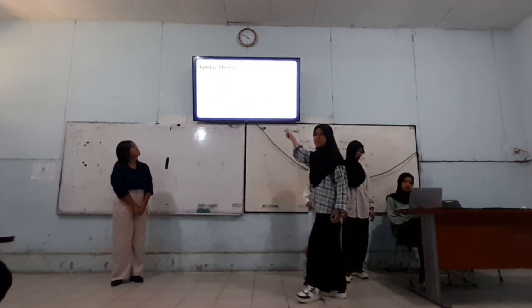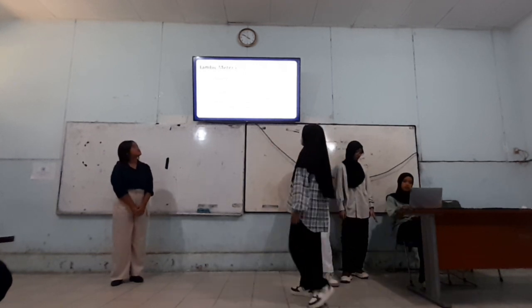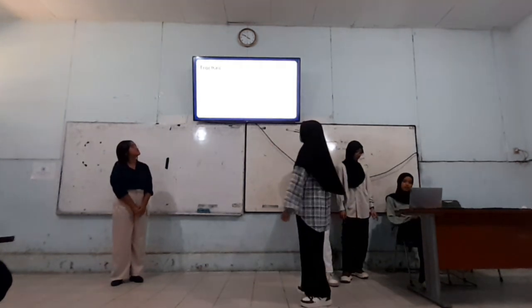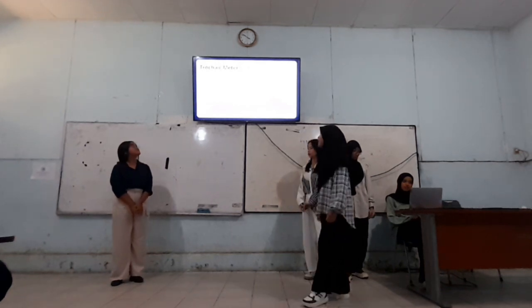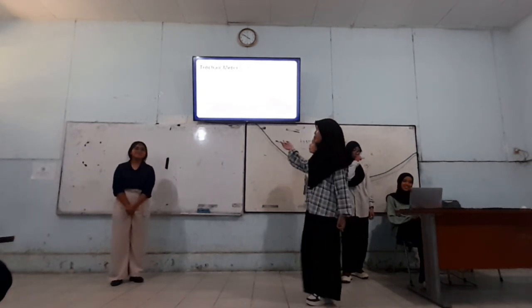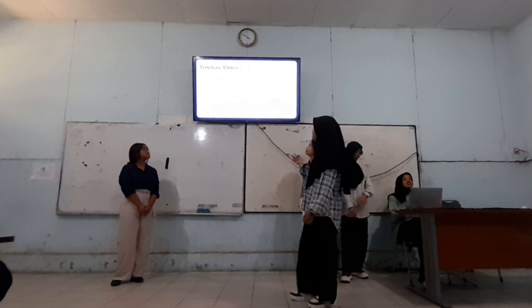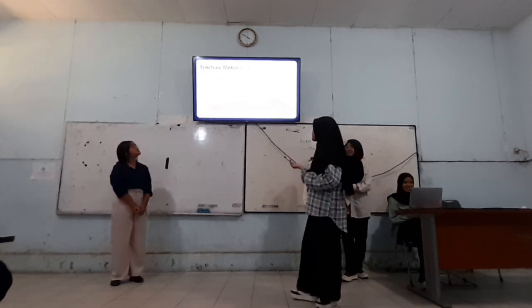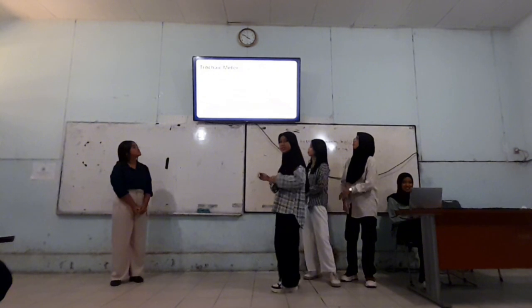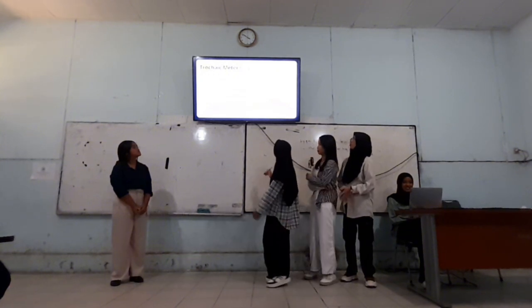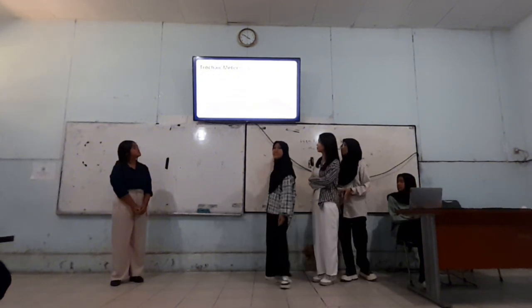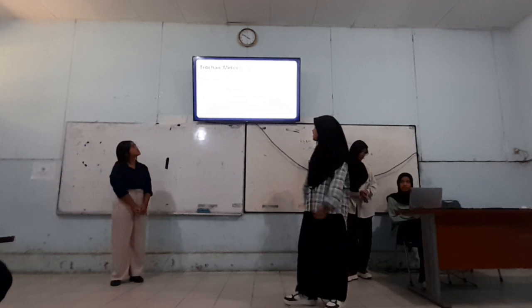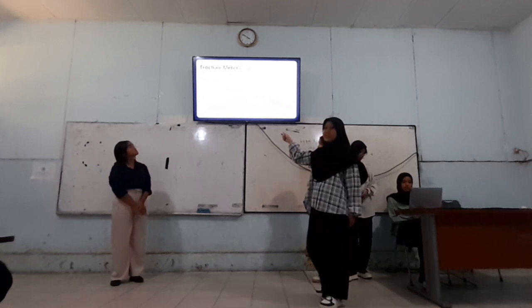Sonnet 18 by William Shakespeare. Then the second one is trochaic measure. Trochaic measure is a pattern featuring a stressed syllable followed by an unstressed syllable. So the sound of the poetry goes like that. And the example is The Tyger by William Blake.